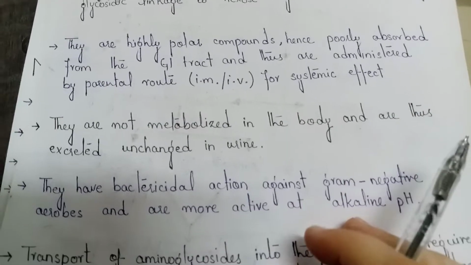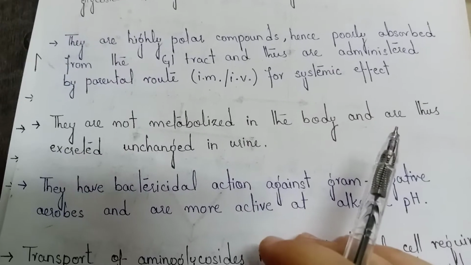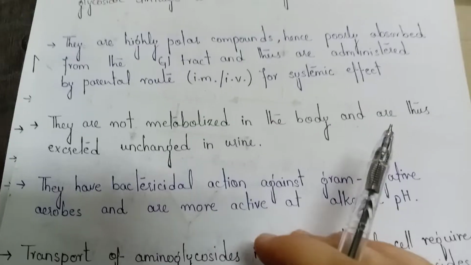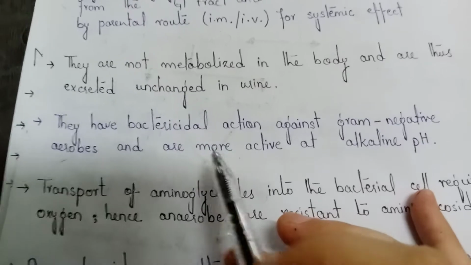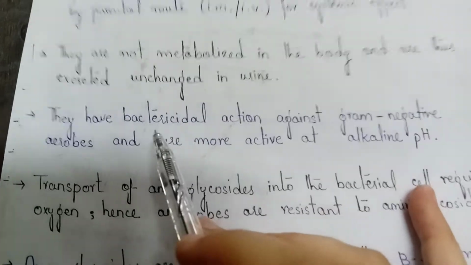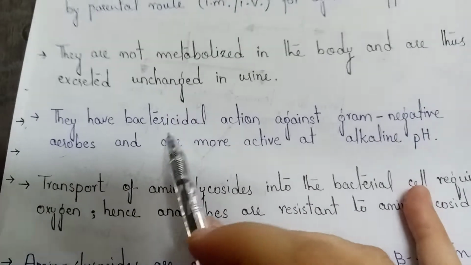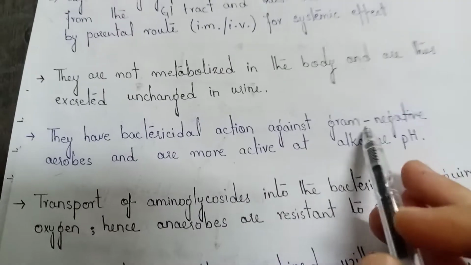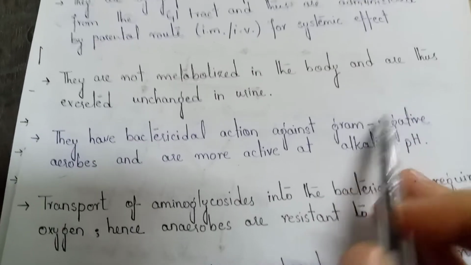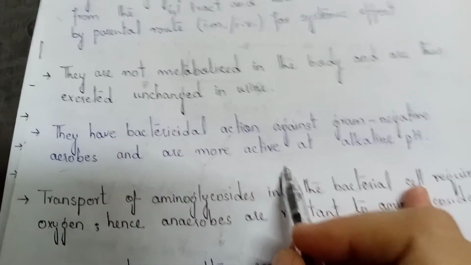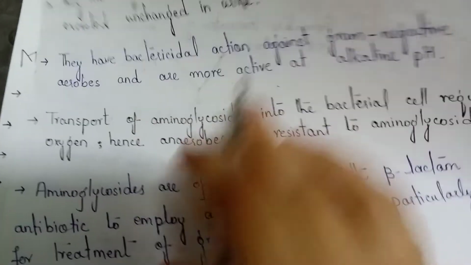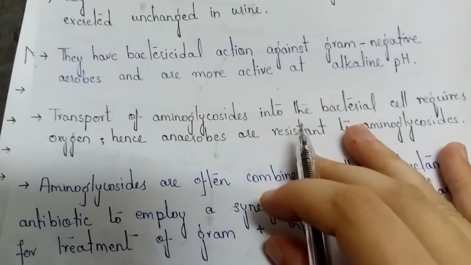Now the other thing is that they are not metabolized in the body, and thus they are excreted unchanged in the urine. And I talked about that they are bactericidal, and they are bactericidal against gram-negative aerobes. And the other thing is that they are more active at alkaline pH. Okay, now transport of aminoglycoside into the bacterial cell requires oxygen.